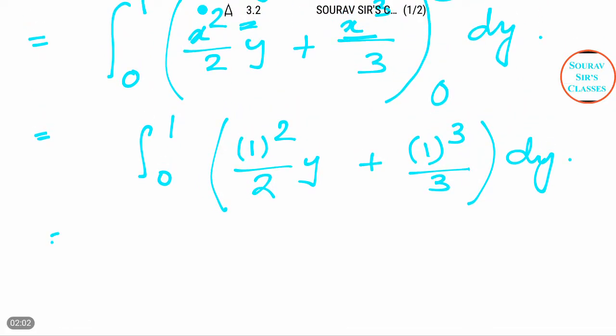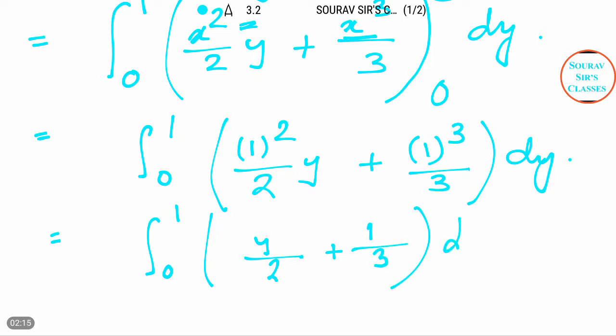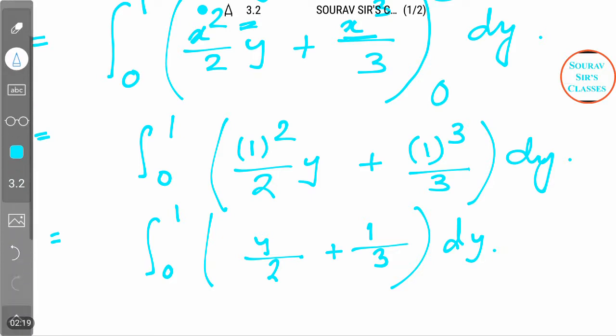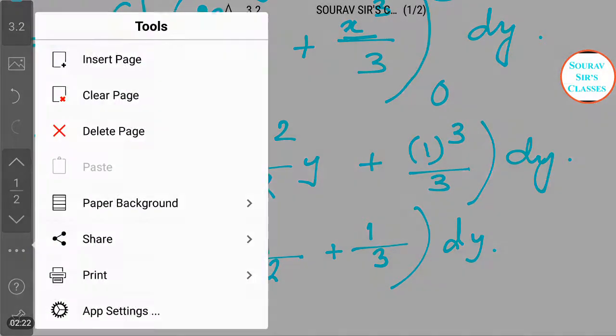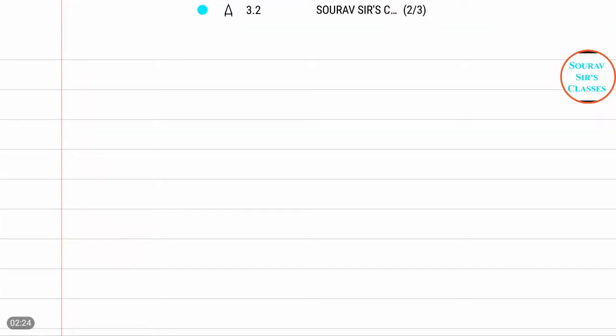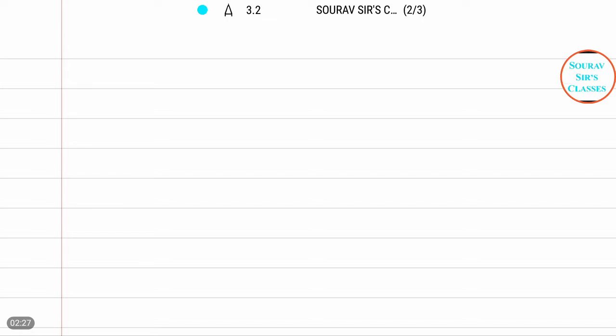From this we can write integration 0 to 1 of y by 2 plus 1 by 3 dy. Let me add a new page. Our last line was integration 0 to 1 of y by 2 plus 1 by 3 dy.